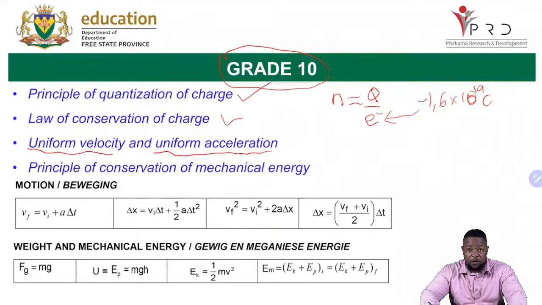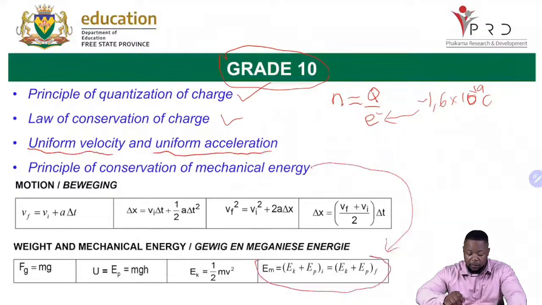The principle of conservation of mechanical energy. In grade 10, this formula was provided in the data sheet on the examination. It is important to note that in your grade 12 paper, the data sheet will not provide this formula that was provided in grade 10. So it is important that you remember the formula for the principle of conservation of mechanical energy by heart. You should know this formula as it will not be provided on the data sheet.